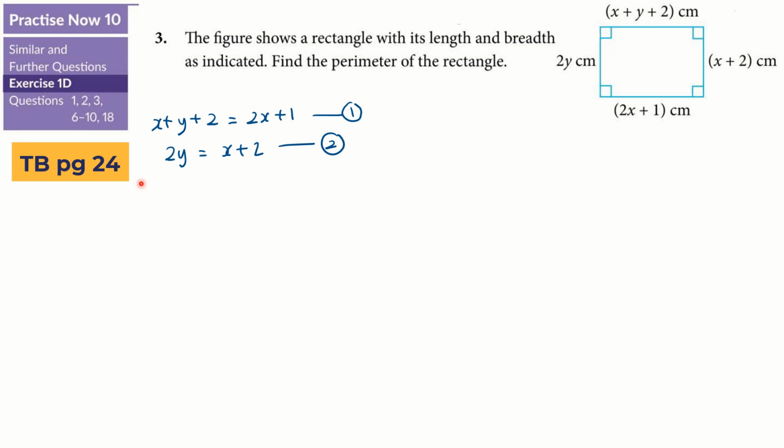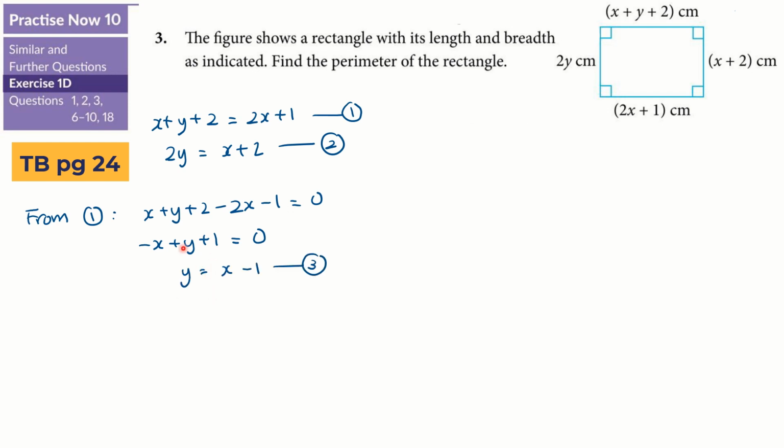So with these two equations, perhaps you may want to simplify things a little bit, since in our first equation we have an x here and a 2x here. If I were to simplify that, it will mean that I can move the 2x and the 1 to the left side of the equation, and we arrive at negative x plus y plus 1 equals 0. We can make y the subject, and that will mean y equals x minus 1. So this is my equation 3.